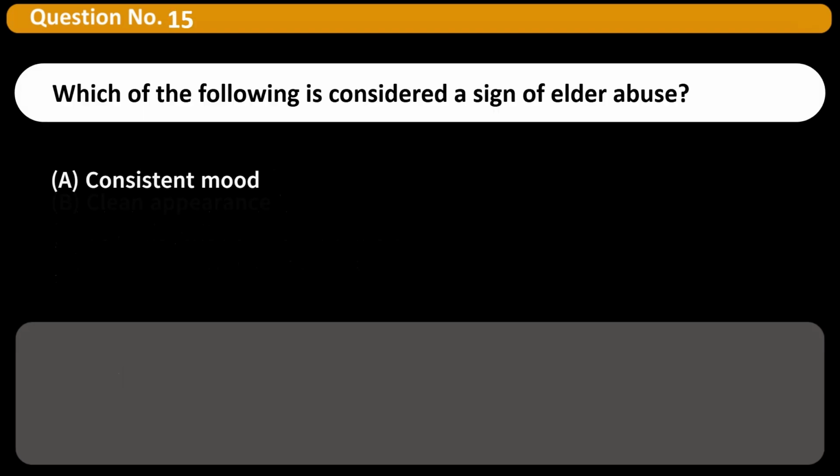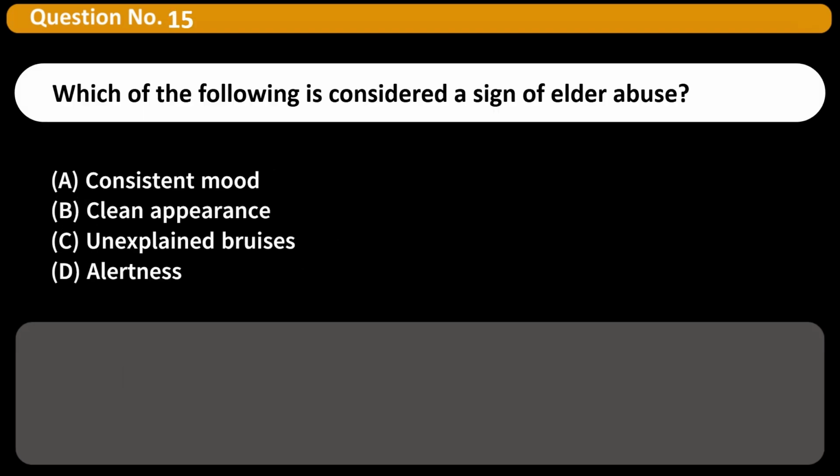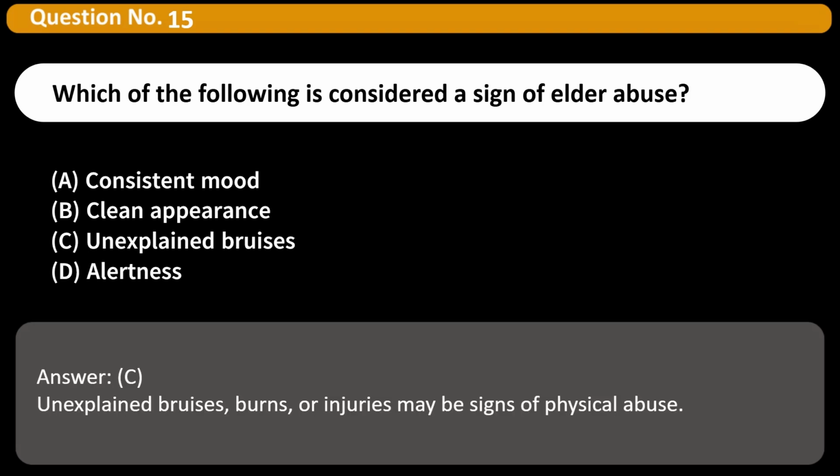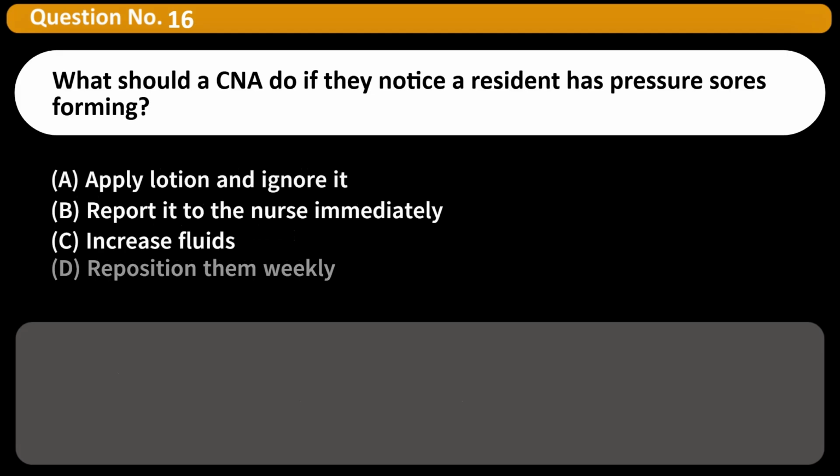Which of the following is considered a sign of elder abuse? A. Consistent mood. B. Clean appearance. C. Unexplained bruises. D. Alertness. Answer: C. Unexplained bruises, burns, or injuries may be signs of physical abuse. What should a CNA do if they notice a resident has pressure sores forming?